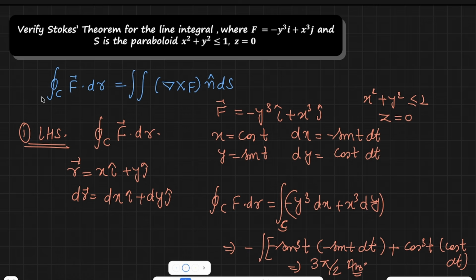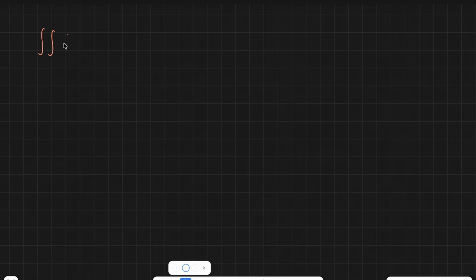But this answer is using this line integral concept. Using the Stokes curl theorem, you can also find it, because the question is to verify the Stokes theorem. Verifying the Stokes theorem means you have to solve both portions. Now let's begin with this part. That part is basically a double integral, so del cross F dot n cap dS.